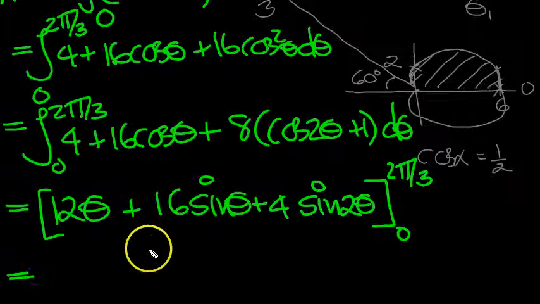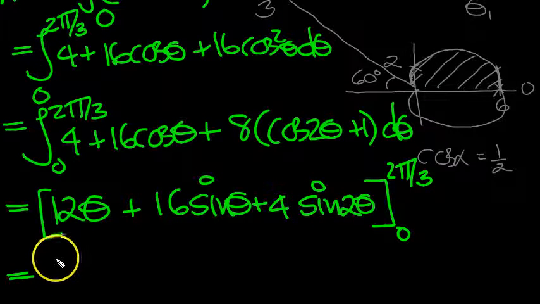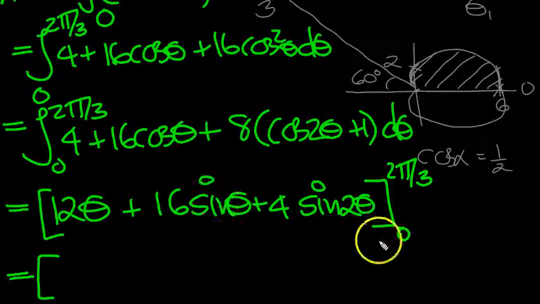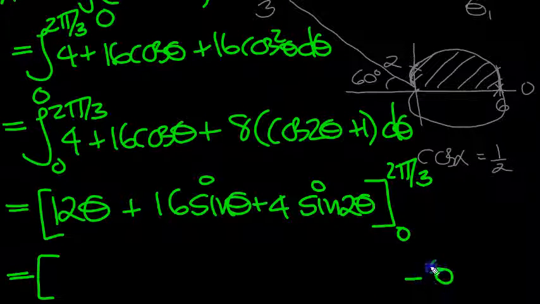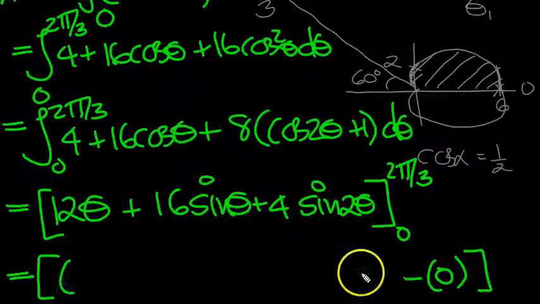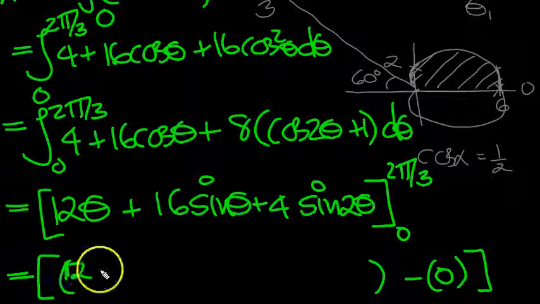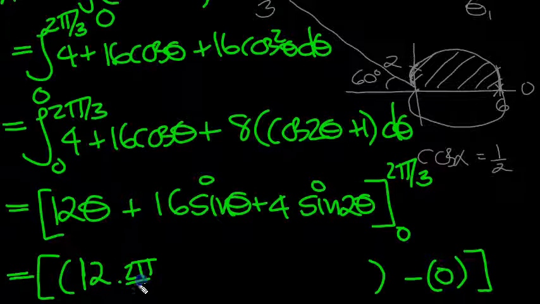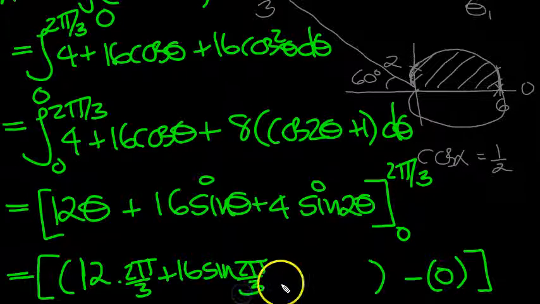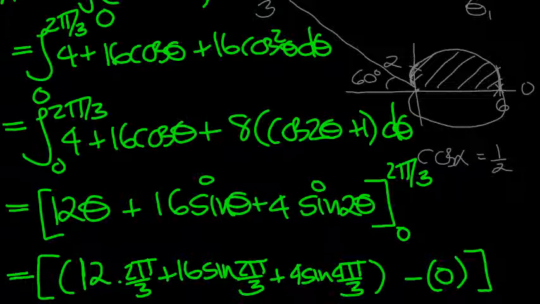So what do we get then? So we're going to get, let's put the values in then. It's the top value, take the bottom value. So the nice thing is when you put 0 in here, here, and here, the second terms will be 0. So we can put that in already. Now we just need to put the top terms in, the 2 pi over 3 here. 12 times 2 pi over 3. 12 times the 2 pi over 3 then. Plus 16 sine 2 pi over 3 plus 4 sine 4 pi over 3.